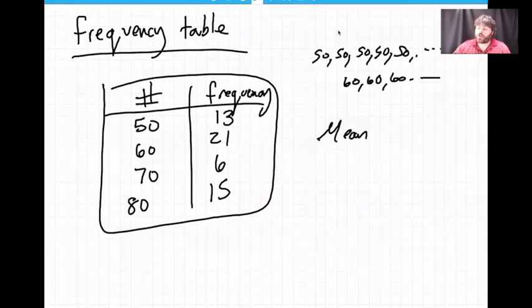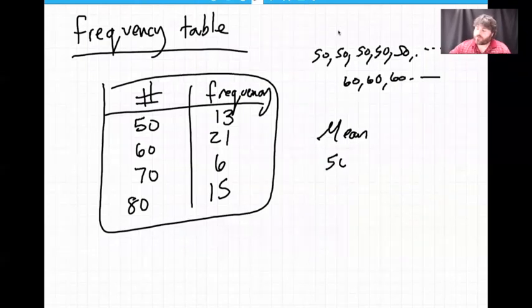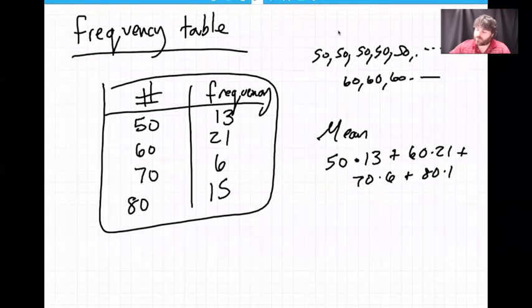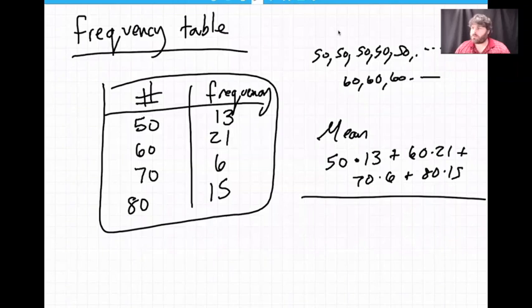The mean, you could add up 50 plus 50 plus 50 plus 50, but that takes too long. Really just use multiplication, right? 50 times 13. That's the sum of all those 50s. You add that to the sum of all the 60s. So 60 times 21 plus 70 times 6 plus 80 times 15. That right there would be the sum of those numbers. Okay, just use multiplication to make it a little easier.